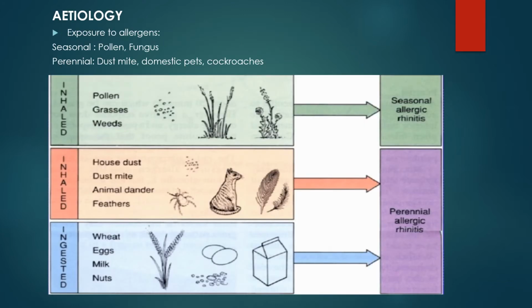Etiology. The most common etiology in allergic rhinitis is exposure to allergens. Now, they may be seasonal or perennial. Seasonal allergens include, as you see in the picture, pollen, grasses, and weeds, and it is only during the particular season that the patient develops symptoms of allergic rhinitis. While perennial allergic rhinitis may be due to inhaled or ingested substances, inhaled like house dust, dust mite, animal dander, feathers, and ingested due to wheat, eggs, milk, nuts.